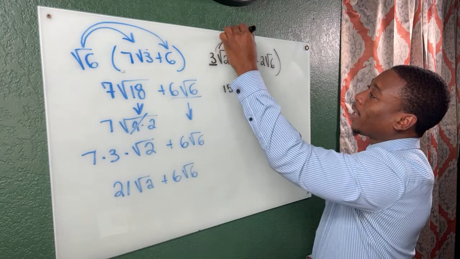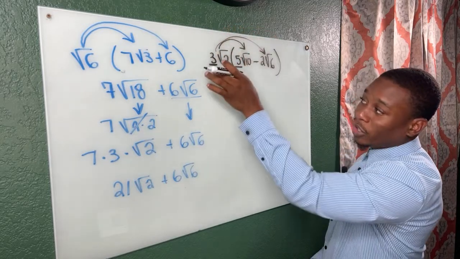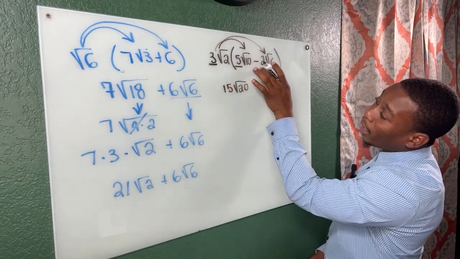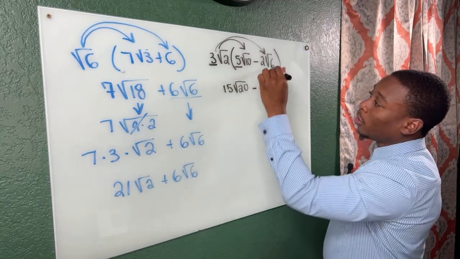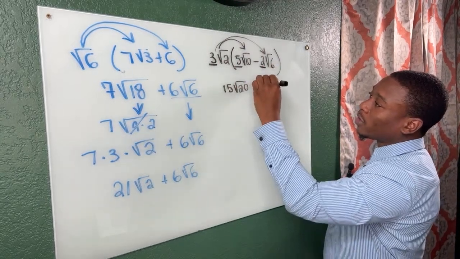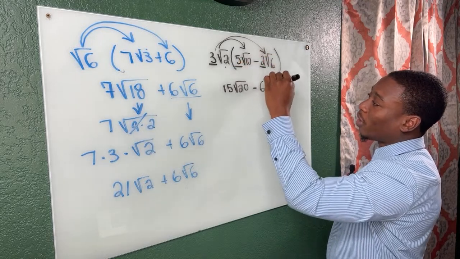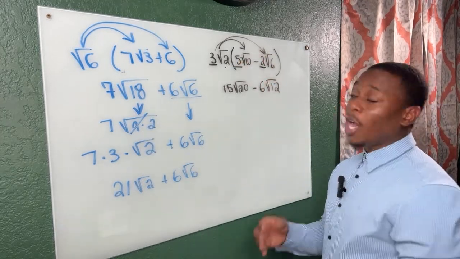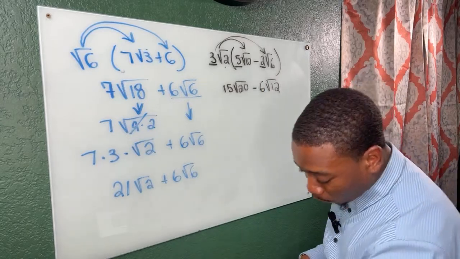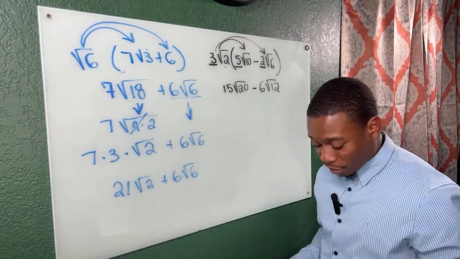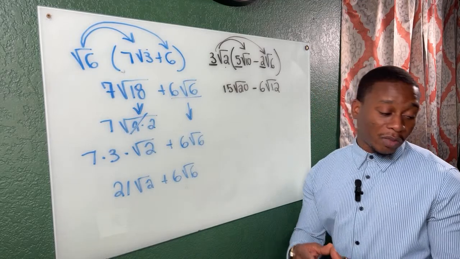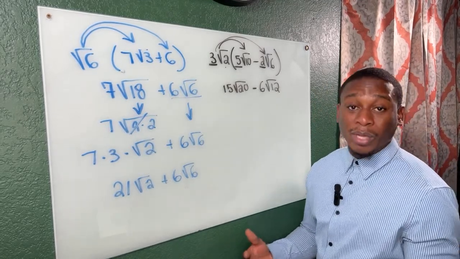Now when I go back and do the same thing, meaning I distribute 3 radical 2 to negative 2 radical 6, 3 times negative 2 gives me negative 6. And radical 2 times radical 6 gives me radical 12. So now we've distributed. I checked my work. I do have the correct answers. Now we're going to check to see if we could break down anything, and we can.